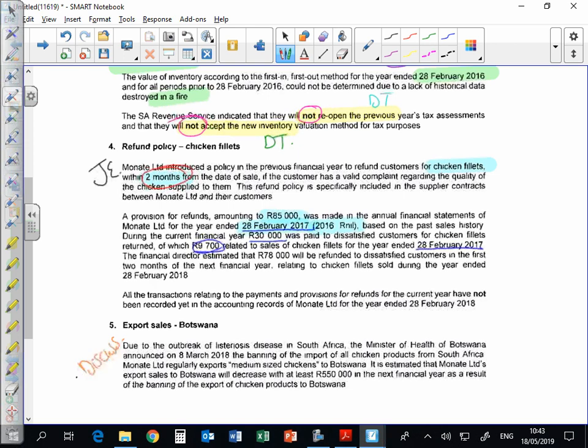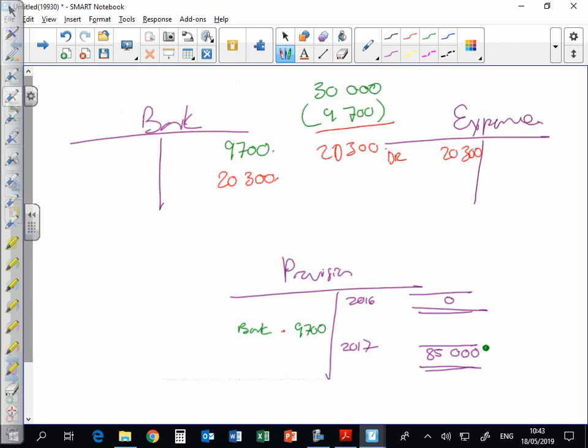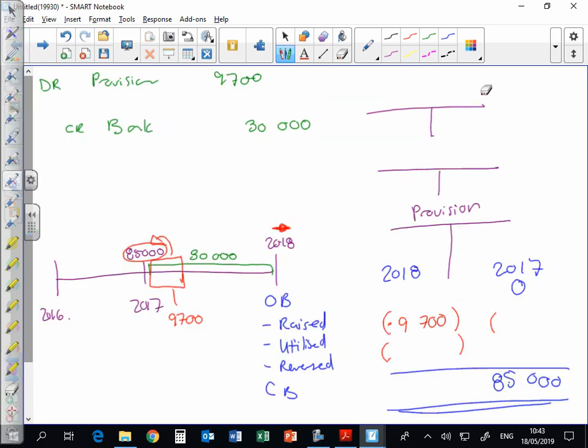9,000 related to those sales. The financial director estimated that 78,000 will be refunded to dissatisfied customers in the first 2 months of the next financial year. Right. In the first 2 months of the next financial year, so we're walking on here, and we're saying that will be up until 28 Feb, 28 March, April. So in these 2 months, he expects that 78,000 will be refunded to my customers. So I'm going to raise a provision of that 78,000.